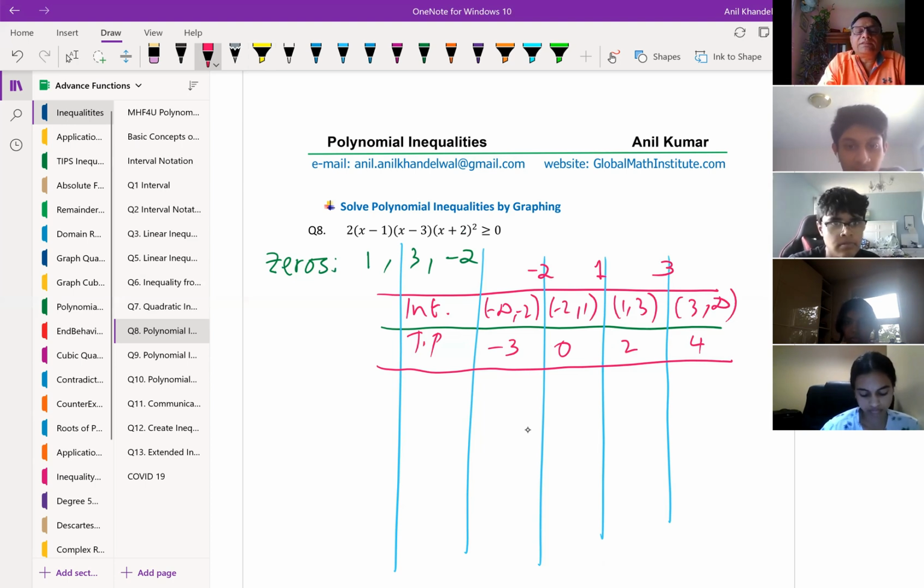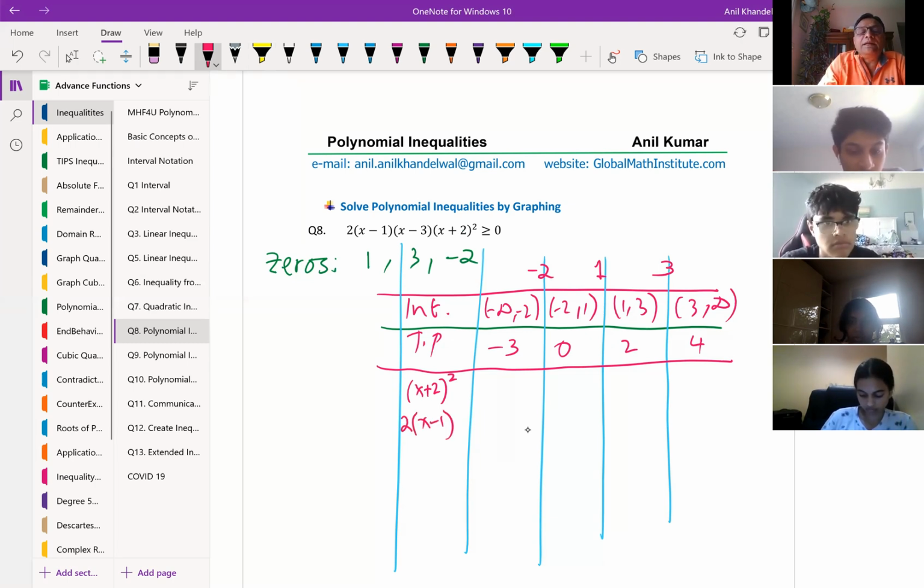Write down all the factors. There is a constant. So I will write x plus 2 whole square first. That was my first zero, right? That is my factor, correct? Then 2 times x minus 1 I am writing. And then I'm writing x minus 3. You could write in any order, but I prefer to write in order of zeros. Is it okay?